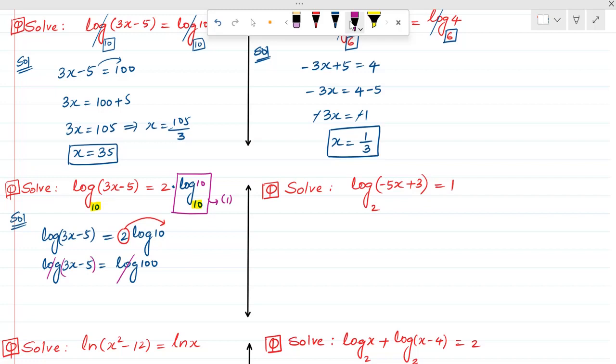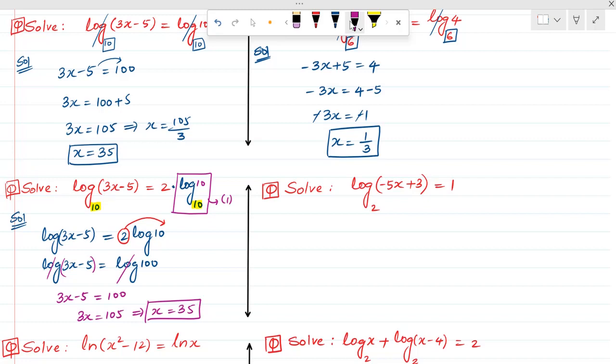I can just compare this one. So what is this one here? 3x minus 5 is equal to 100. So 3x is equal to 105 and x is equal to 105 over 3, which is 35. It's the same question, but it is given in a different format. In this problem, the log is already given. Here the log is missing.